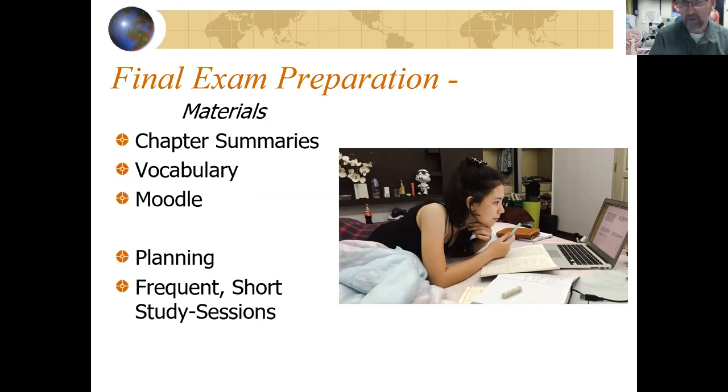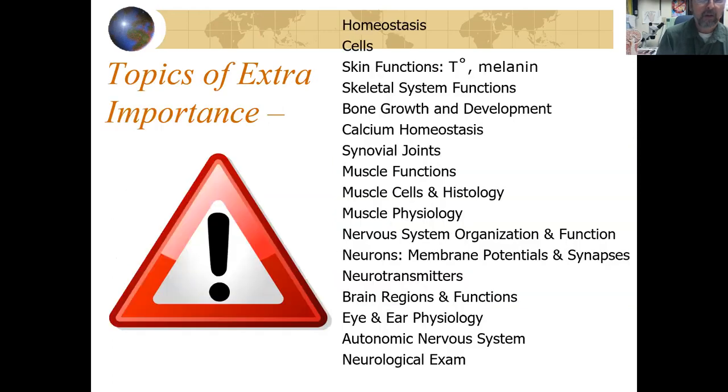Short, frequent study sessions, that's the way to go. I will try and focus on the big ideas, the main topics in each chapter. Things like homeostasis, functions of organ systems, the main mechanisms, things like the mechanism of muscle cell contraction, the mechanism of the nerve impulse. Those are kind of big things. There will be terminology, but I'm not trying to trip you up.